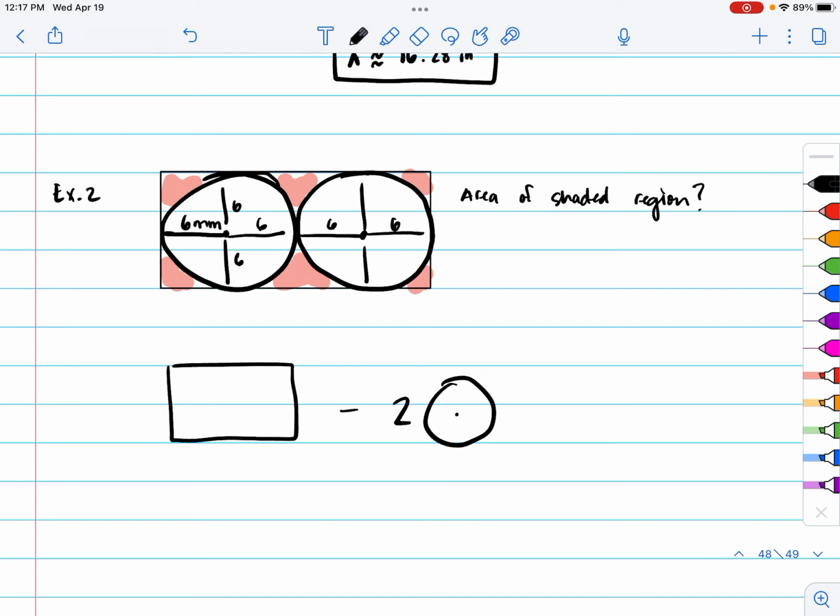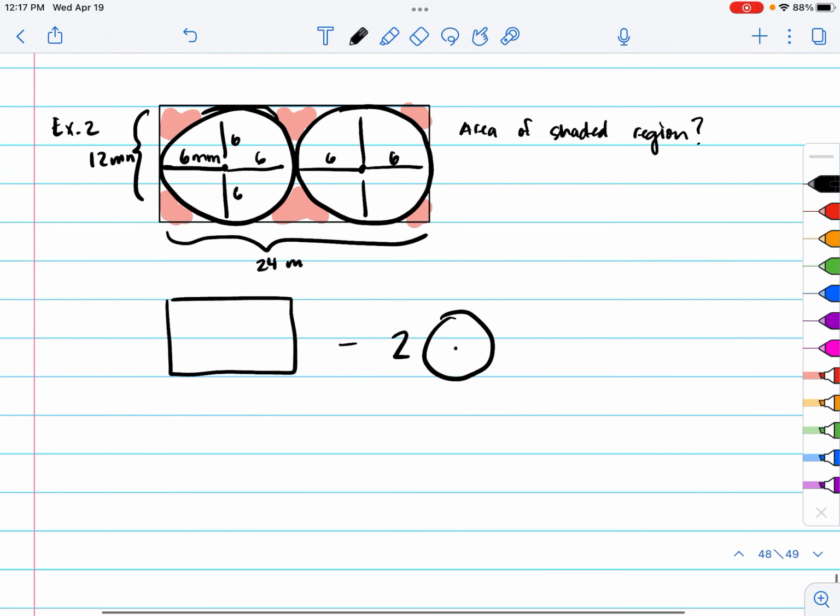And to calculate this area, it would just be the giant rectangle minus 2 circles, okay? And we could do this. This is not terrible, right? Break it up into parts that we actually know. So the rectangle has a base equal to 6 plus 6 plus 6 plus 6, which is 24. Then the height is equal to 12 millimeters. And the circle has a radius of 6, so we can use that in our area formula.